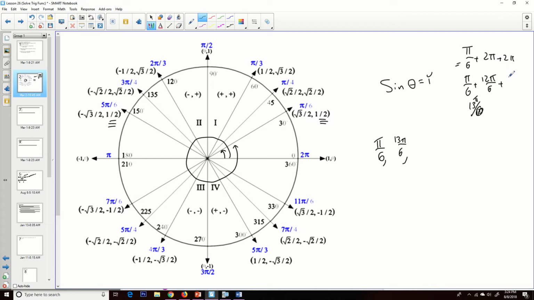And so we'd add another 12 pi over 6, which would give us 25 pi over 6, dot, dot, dot. And so the same thing could be true for 5 pi over 6. The first one could be 5 pi over 6, and then you could go all the way around, and so we're taking that 5 pi over 6 and adding multiples of 2 pi to that.